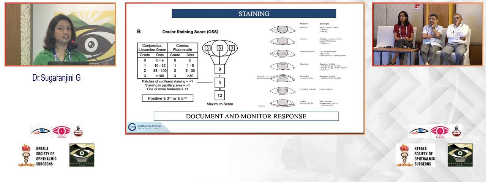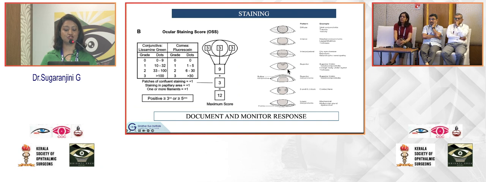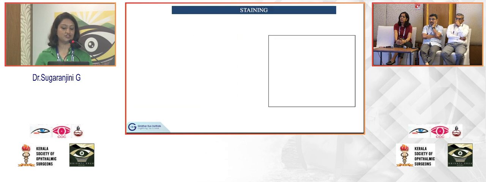So staining has been used for long in our dry eye practice, and it helps us document and monitor our patients. It also gives us subtle clues based on the type where the staining is actually present. It gives us subtle clues on what could be the etiology. But staining can also help you pick up those patients who've been wrongly labeled as dry eye.